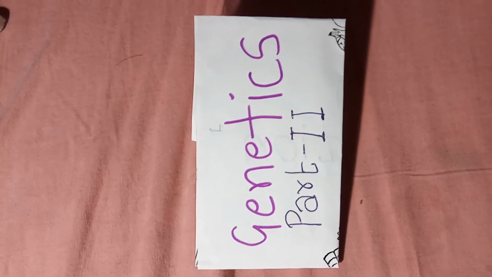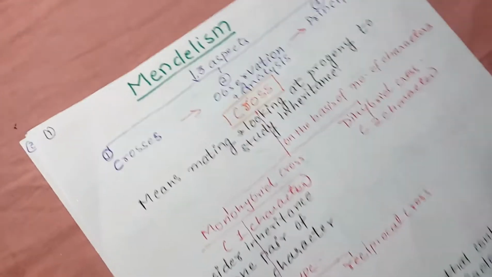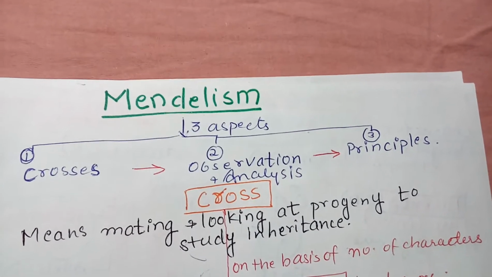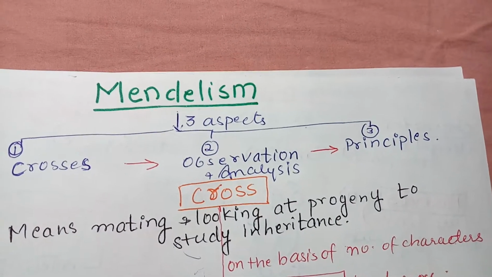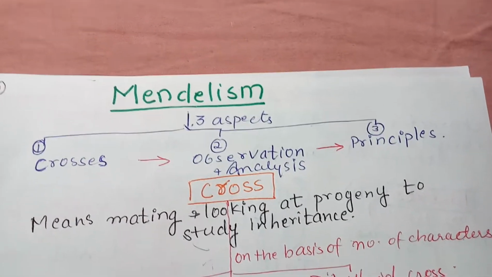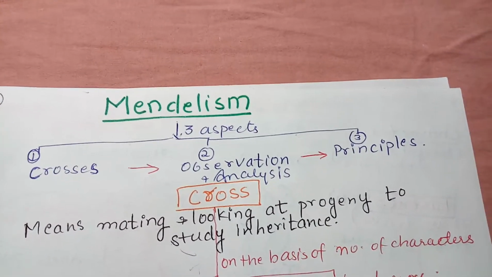Dear student, today we'll be starting with Mendelism. There are three aspects of Mendelism. One is the study of crosses, the observation and analysis of crosses, and the principles that are formulated after the observation.